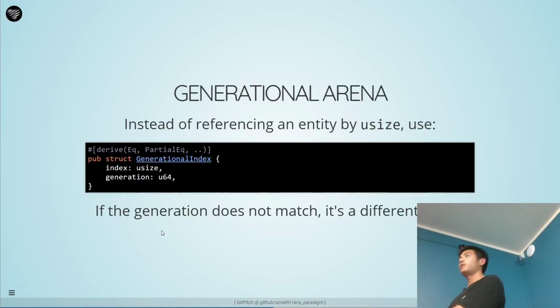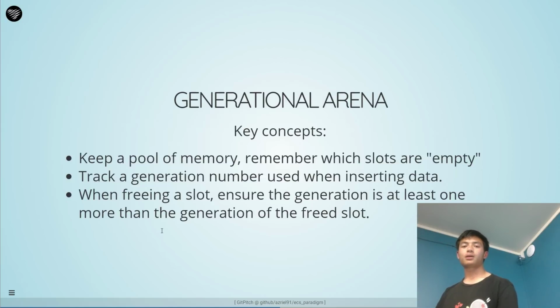So if we reuse a slot, we're going to insert a different item and we're going to increment and use a different generation. If anyone accesses the same slot with an older generation, we're going to say, no, there's nothing here. We'll see that in pictorial form as well. So the key concept for a generational arena: you keep a pool of memory.